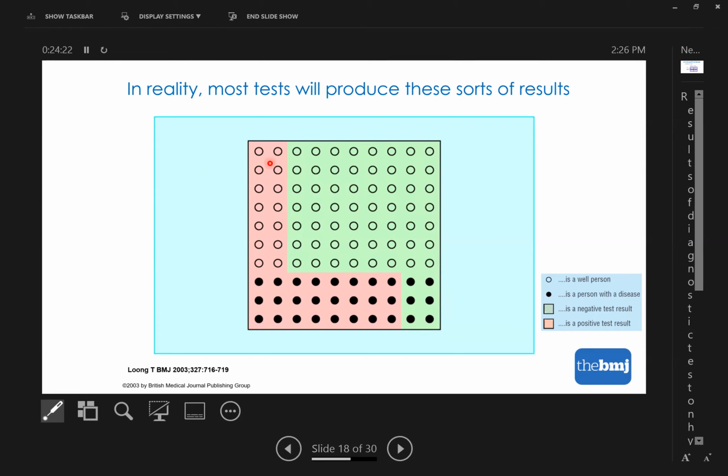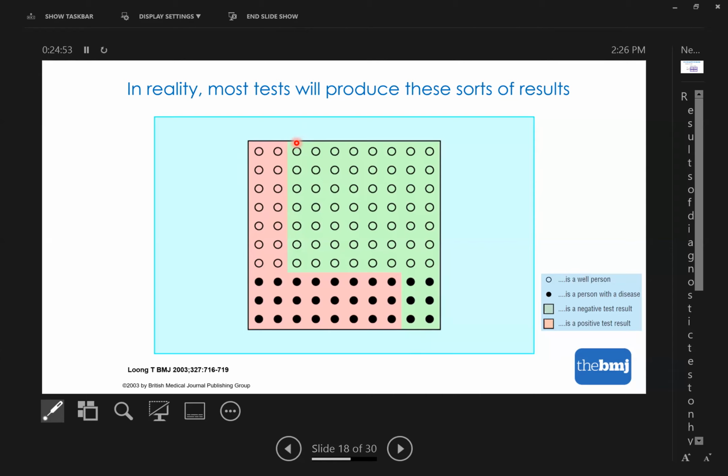Now, in this situation, these green dots are all correct. They are healthy and they've been declared as negative by the test, which is good. But the test has lit up positive on a bunch of people who don't have the disease, but they have been declared as positive on the test. These people are called false positives. They are falsely positive, and that's a problem. So you can have false negatives, you can have false positives.